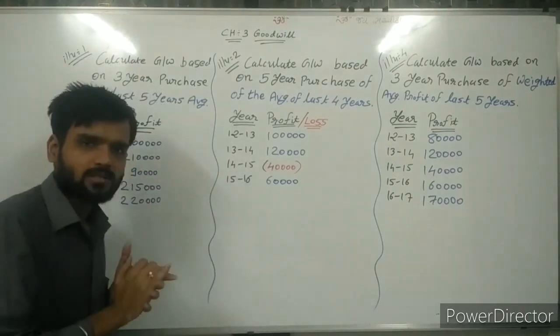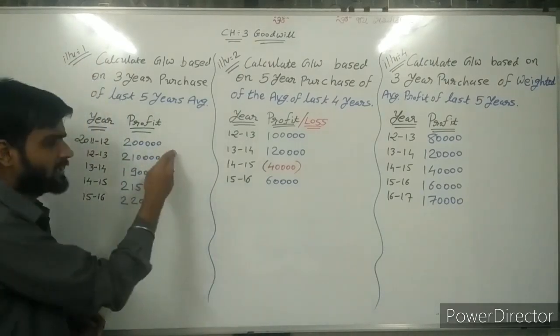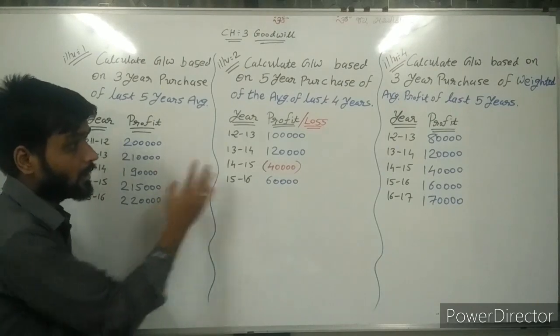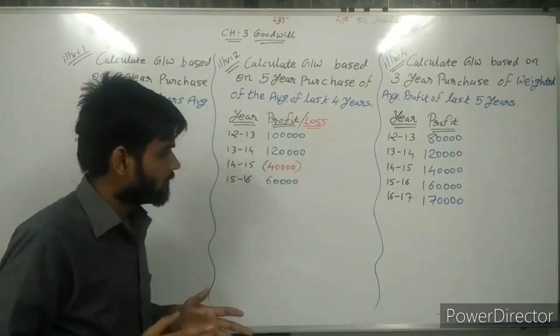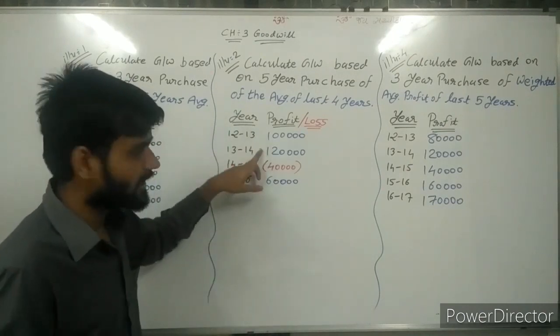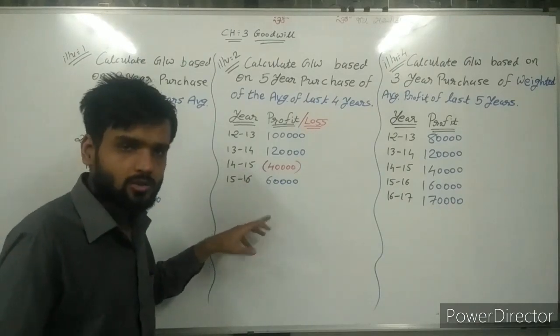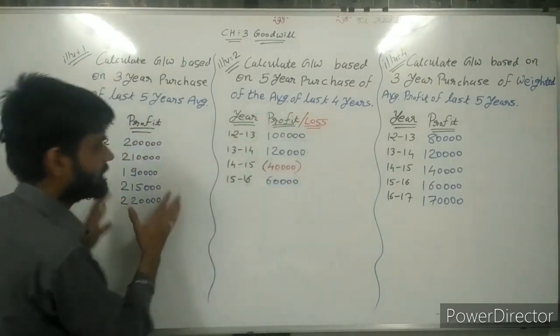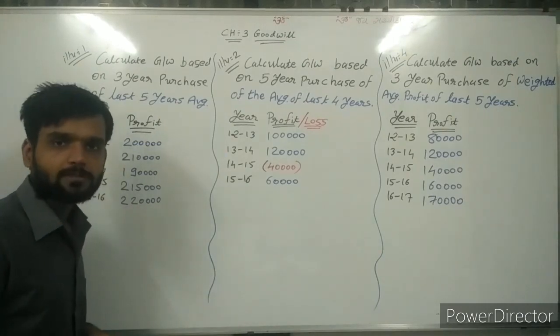So in both situations, profit is not stable. First increase, decrease, then increase. Here is a different situation, with very much variation in the firm: increase, then directly a loss, then again profit. So here variation is more, and there variation is less. That is the comparison of these two firms.